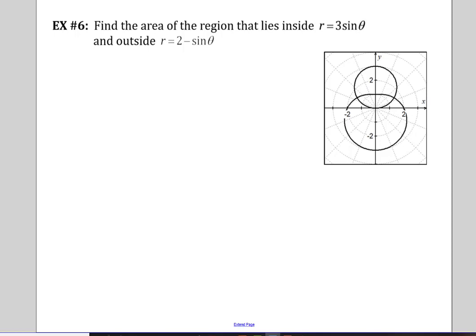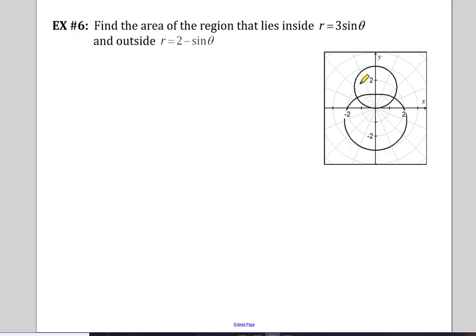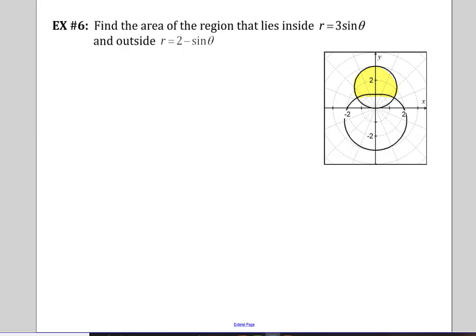Let's see, example 6, we want to find the area of the region that this time lies inside of the circle, but lies outside of the convex lemniscate. So shading that particular piece, we're looking for this part here. And then again, modeling that, we're looking for those intersection points.